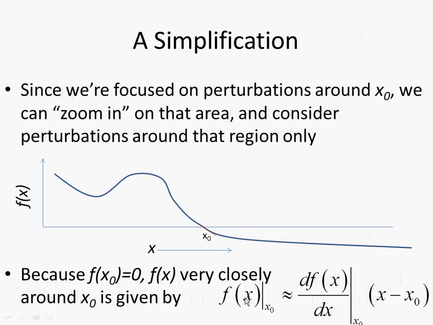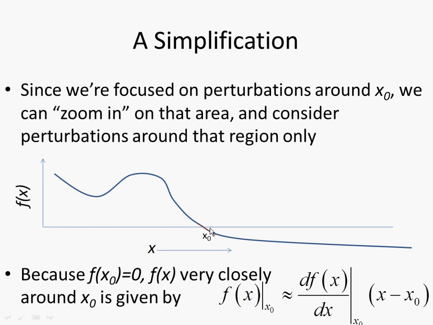We can express the function around that point. That's what this notation means. This is f of x around x sub 0 as approximately the value there, which is 0, plus the derivative there, that's the slope of the line at that point, times x minus x sub 0. This is just a constant that's representing the slope of that line, right? In this case, the slope is negative. This is going to be a negative value times x minus x sub 0.